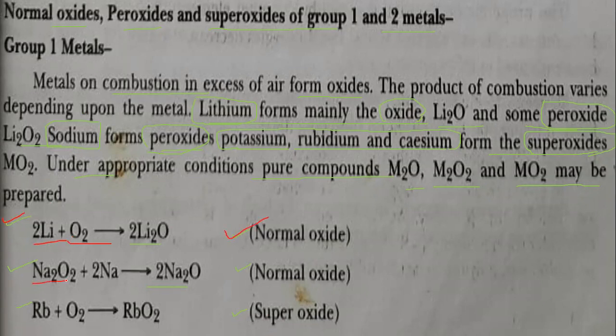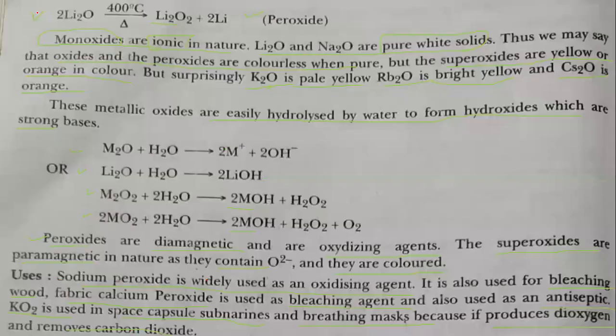Then sodium metal reacts with oxygen to form sodium peroxide. Rubidium reacts with the oxygen molecule to form superoxide. Okay, so here it is again. Lithium oxide, when treated at 400 degrees Celsius, forms lithium peroxide.